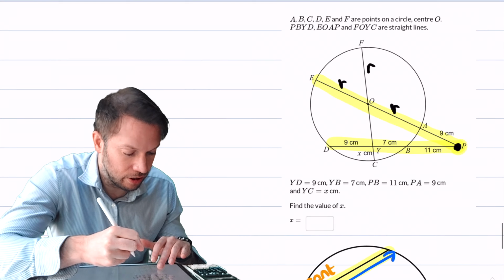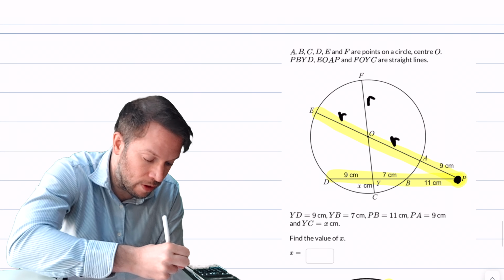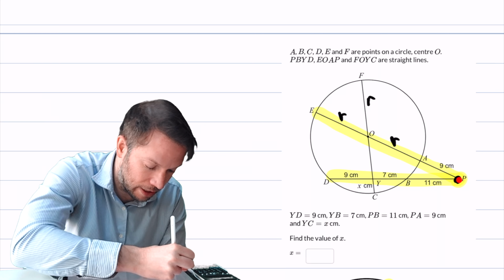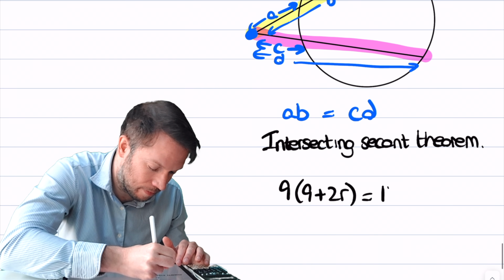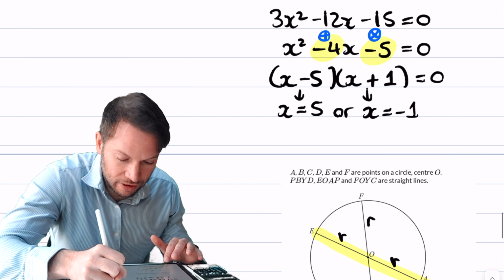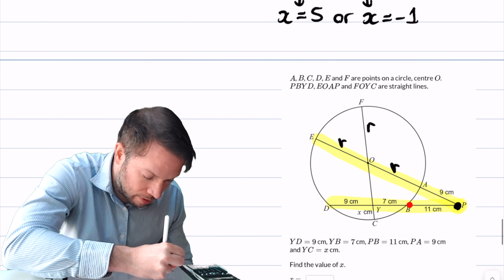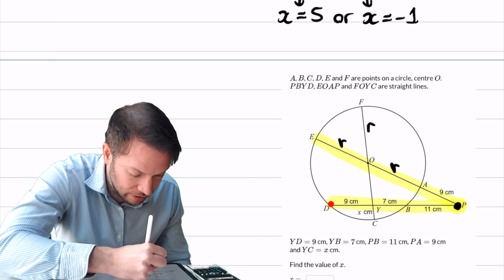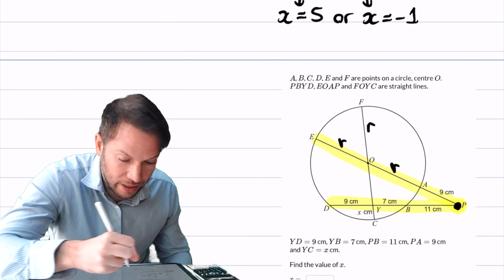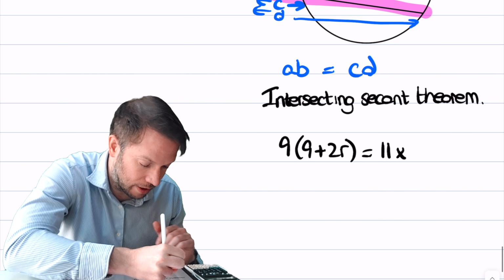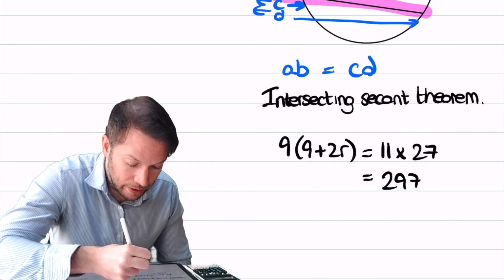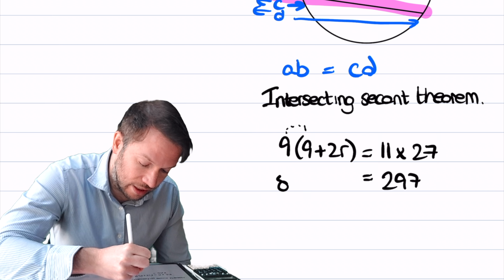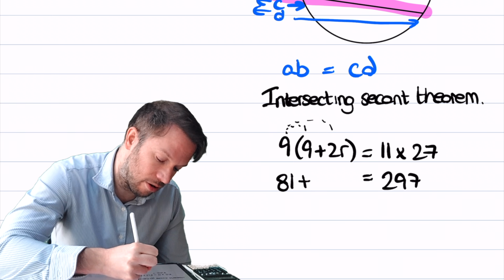That is equal to, again, all the length should be from this starting point P. It's the 11, so it's 11 times, and then again from that starting point, 11 plus 7 plus 9 to the second point it cuts the circle, that is 27, isn't it? So you get that. Now 11 times 27 is 297. And then expand the bracket out, you get 81 plus 18R.